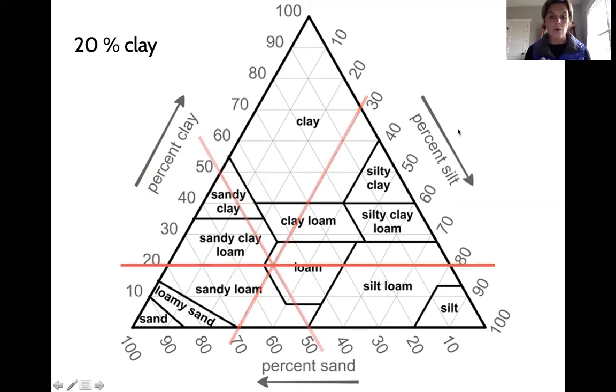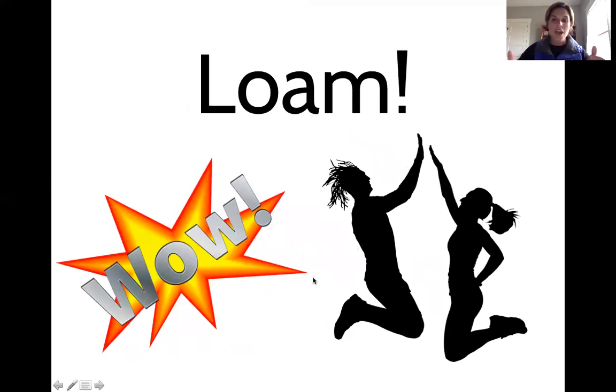Okay, now 20% clay. Here's percent clay, the lines that match up with the direction of the numbers. Now all of these 3 lines should cross or intersect in one spot. Guess what? That's your soil type. So if you have soil that's 50% sand, 30% silt, and 20% clay, I hope it's in your garden because you have loam. Awesome. Wow. Yay. Loam is great. Woo. The crowd goes wild.